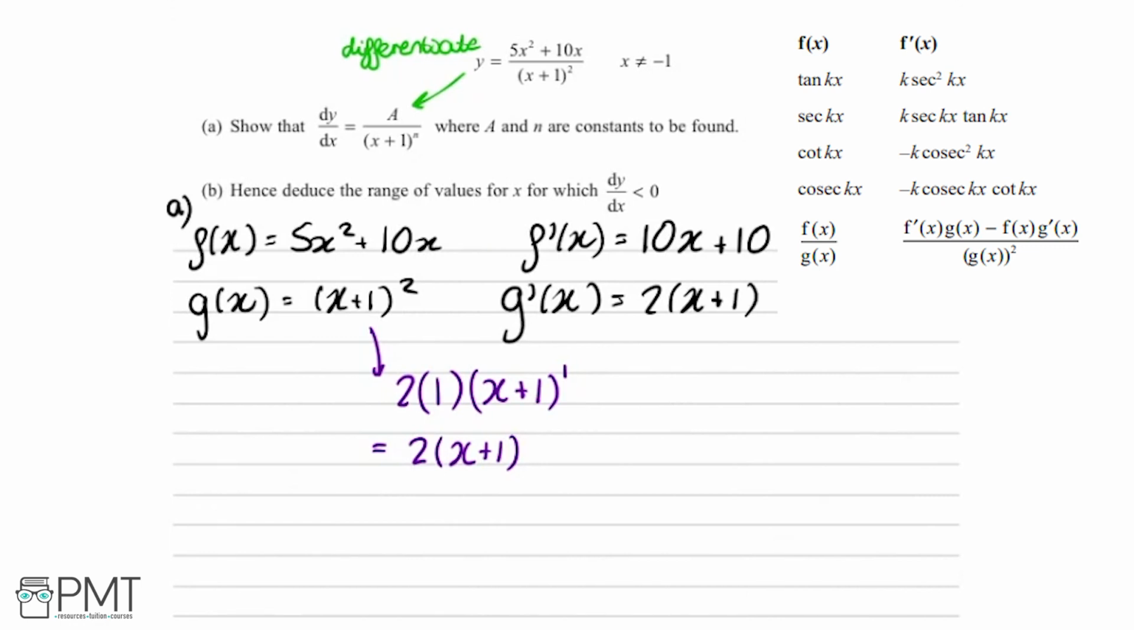Brilliant, so now we're actually going to use the quotient rule. So we can say that dy by dx, we have f dash of x, so that's 10x plus 10.